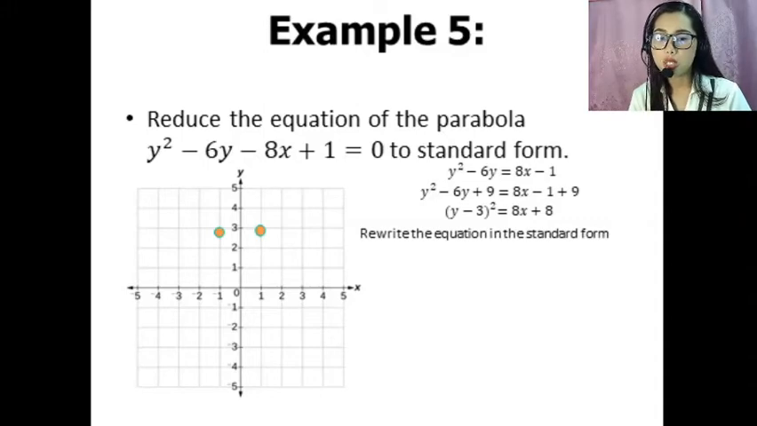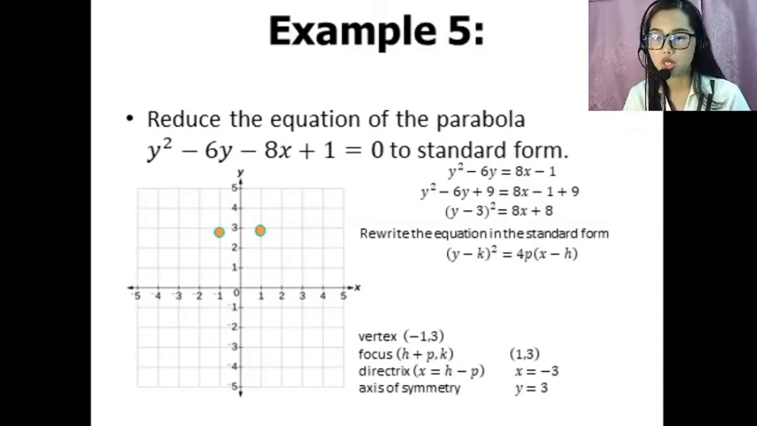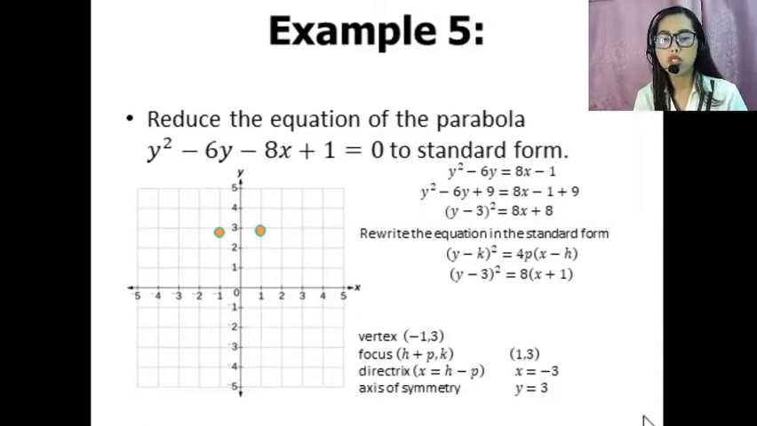Next, we are going to rewrite the equation in the standard form. Our standard form is (y - k)² = 4p(x - h). So you will have (y - 3)² equals... we factor out 8x + 8 by factoring out 8. So your equation now becomes (y - 3)² = 8(x + 1).